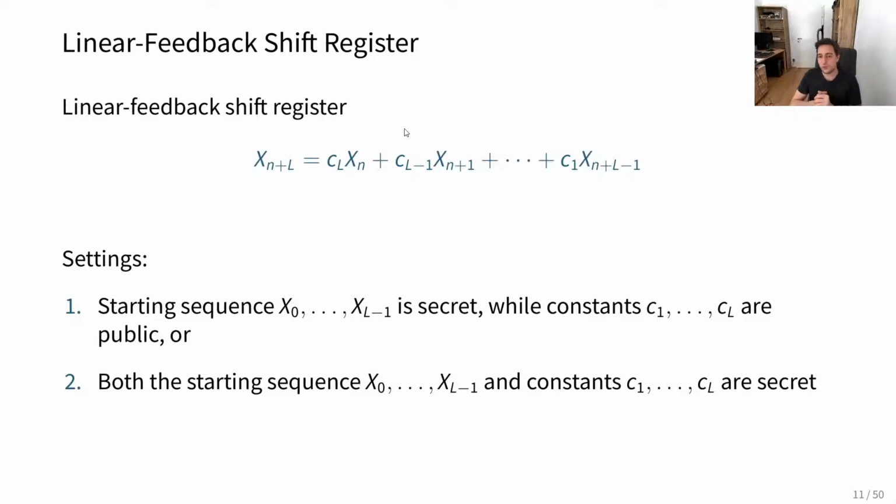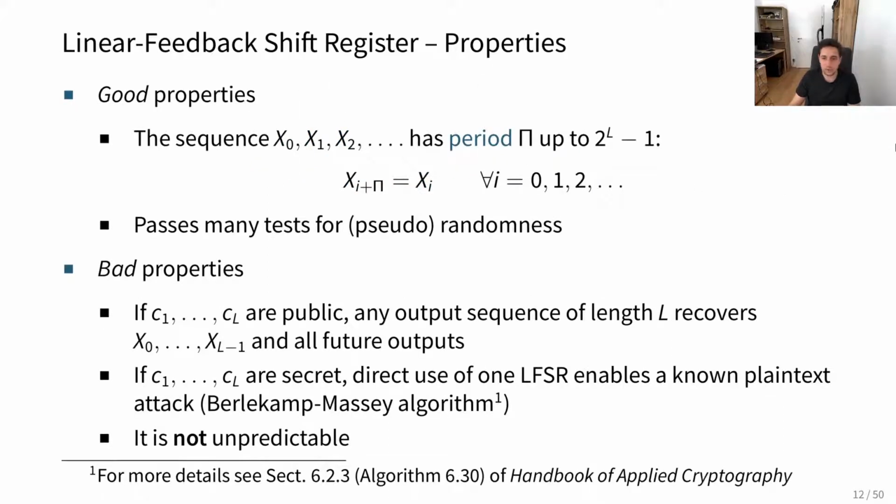Okay, so if we have this linear function now, which basically generates bits infinitely, then we can have 2 settings. The first setting is that the starting sequence, so essentially the starting state, is secret, while the constants are not secret, so they are public, and these are these C's. And the second setting is, for example, that the starting sequence is secret, but also the constants are secret, so all of it, essentially. And now we can essentially distinguish between these 2 cases.